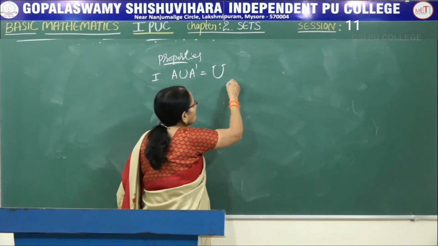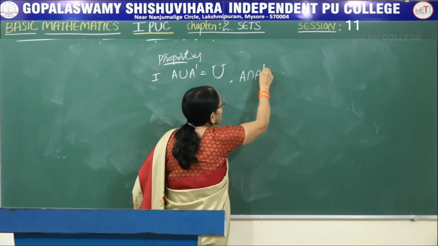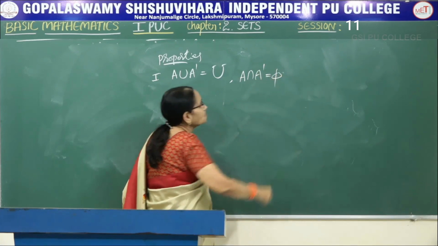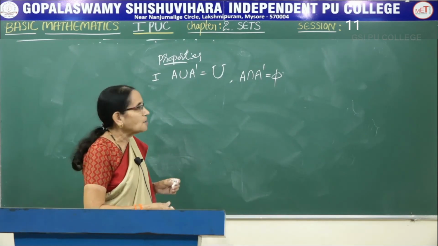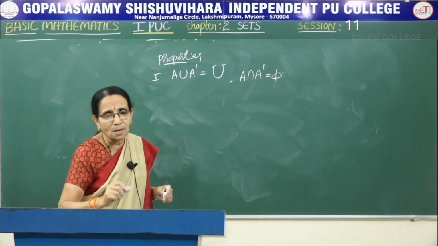Similarly, if you take the intersection, A intersection A dash is a null set, because we don't have any element which is common to both of them. So we call them the complement laws.